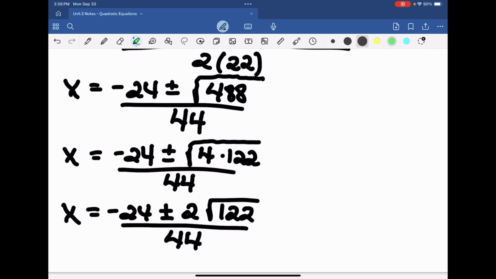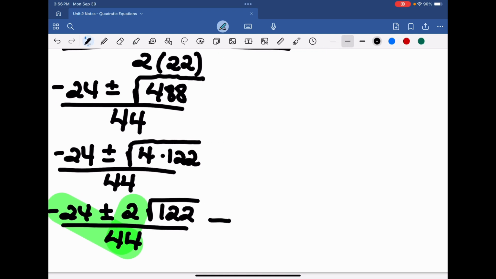Now, here's where the all or nothing principle comes in. 24 and 44, 2 and 44. They all have to divide by a common number. In fact, that common number is 2. If I divide all of these by 2, then it works. So let's arrow off to here and do our solution.